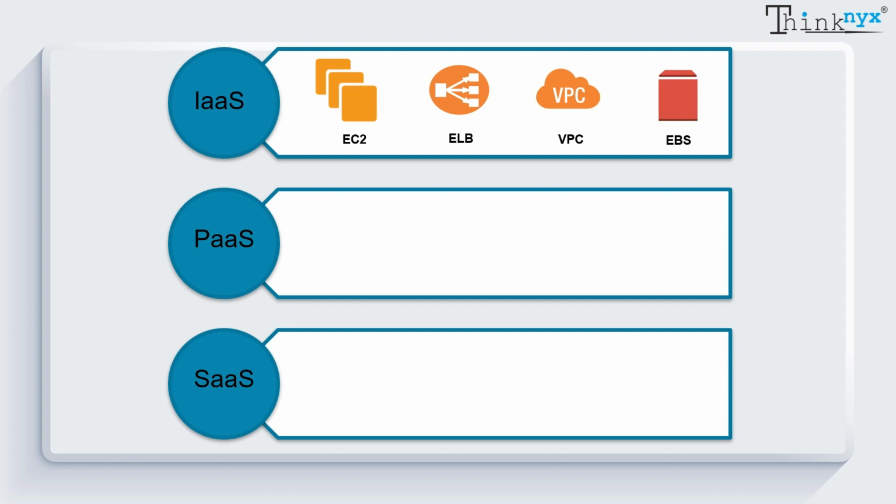We have already discussed these services in the previous slide. So let's go to PaaS. PaaS, or platform as a service, is a model where the cloud provides hardware and software infrastructure that we can use to develop and maintain applications. Some of the PaaS services that AWS provides are RDS.